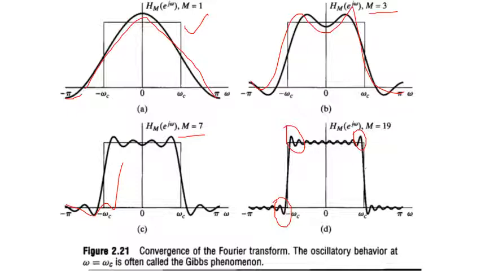Here is the ideal frequency response, the square one, and this bell shape is basically the convergence. If M equals infinity, this will exactly become a square. In the previous slide, you can see that if I take M equal to 1, it is just this. If I take M equal to 3, it is approaching the square. At M equal to 7, it is getting closer. At M equal to 19, it almost matches the square, but at M equal to infinity, it will become a pure square.